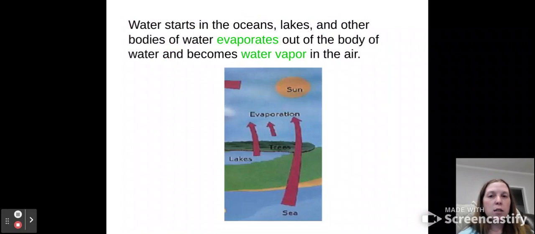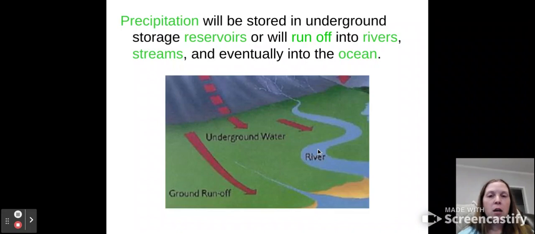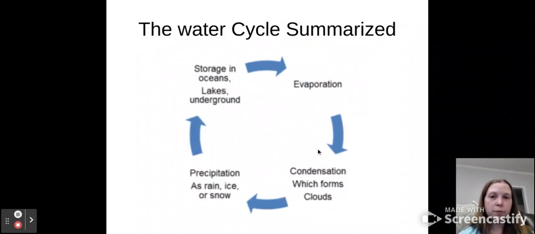So water starts in the oceans, lakes, and other bodies of water, evaporates out of those, and becomes water vapor in the air. The water will condense into clouds, and when the condensation builds up, it either rains, sleets, snows, or hails, and these are our forms of precipitation. The precipitation will be stored in underground storage reservoirs and will run off into rivers and streams and eventually back into the ocean. So here's just a basic picture of the water cycle. This is the one to really commit to memory.